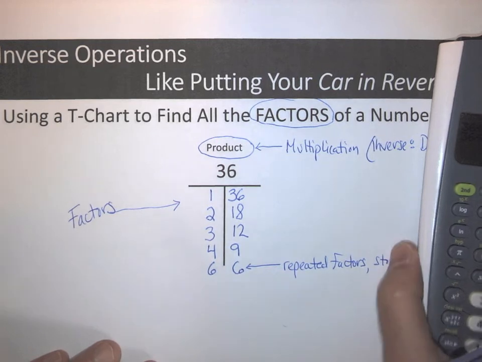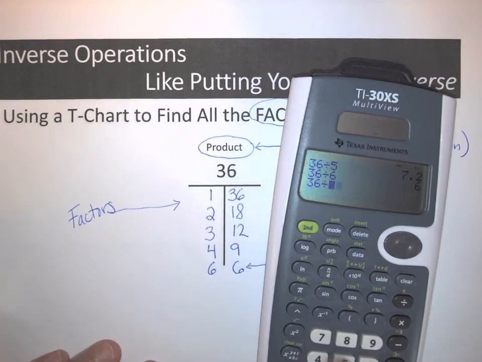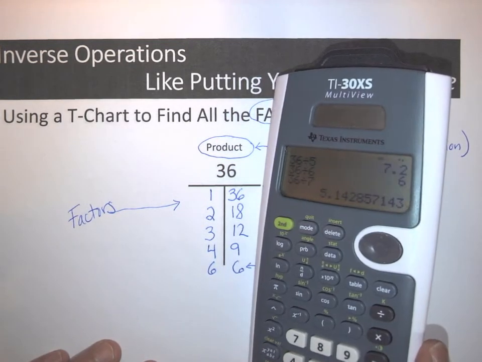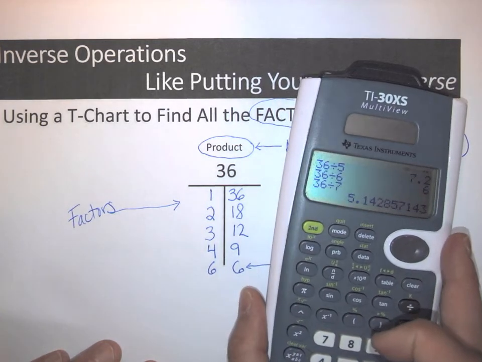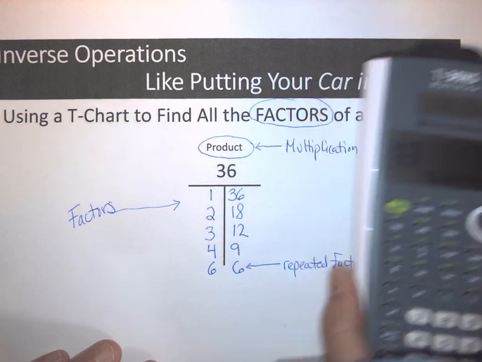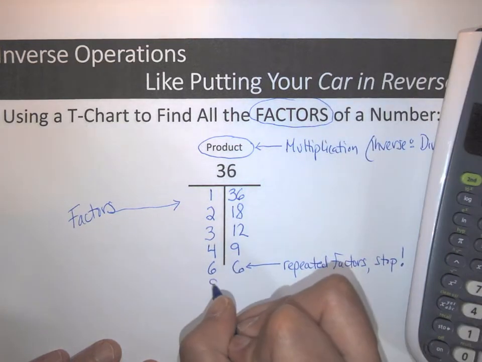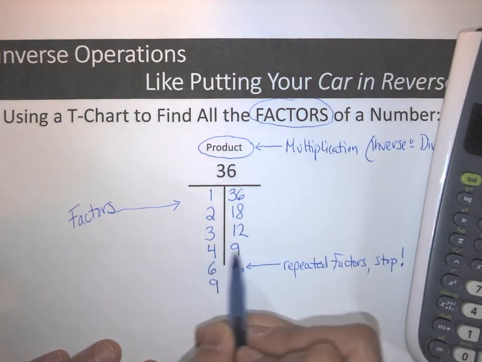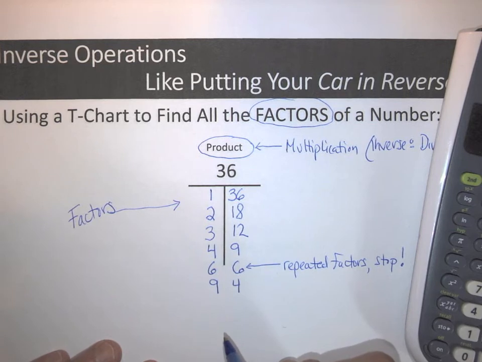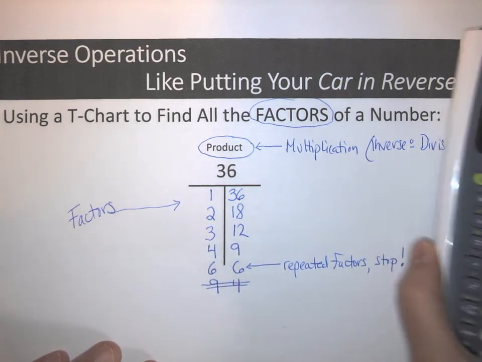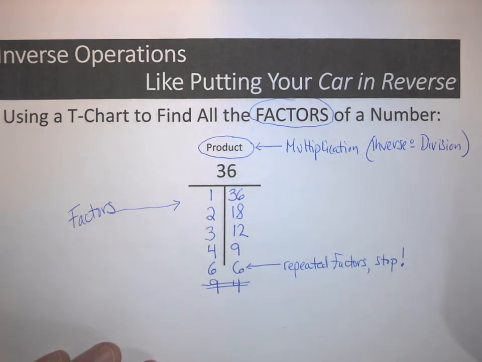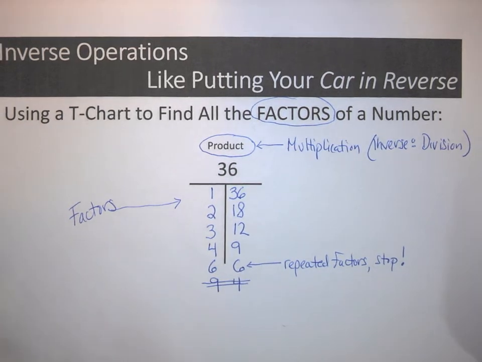But look what would happen next. 7 is not a factor of 36. 36 divided by 7 is 5.14, and then a bunch of other decimals. And we already know that 8 doesn't work. So the next one would be 9 times 4. But we already have it right here because remember the order that you multiply in doesn't matter. So as soon as you get a repeated factor, that means that you found all of them.